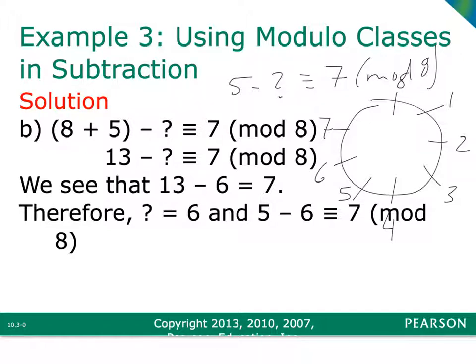So we start at 5. We're going to go backwards. We're going to go 5 minus what takes us to 7. So we go minus 1, minus 2, minus 3, minus 4, minus 5, minus 6. See, there's our answer, 6. So we can do it with a clock too. And notice my clock goes from 0 to 7. I only have 8 things on my clock. So if you draw a little clock, it's easier to do these problems too.